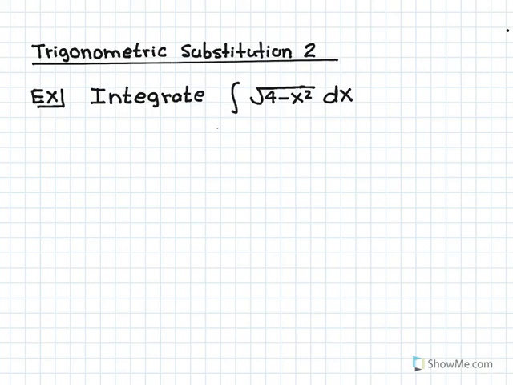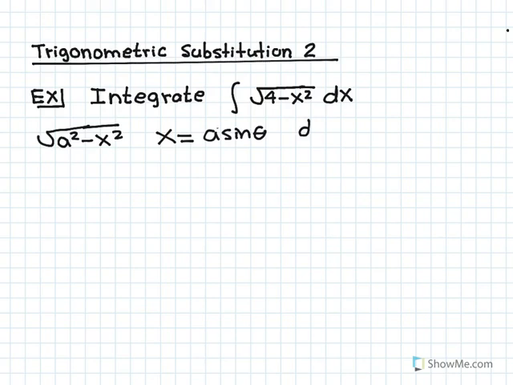In this video, we're going to look at another example of trigonometric substitution. In this case, we will have the sine substitution. So here we have the integral of root of 4 minus x squared dx. The pattern that we have is root of a squared minus x squared, so the transformation that we will apply is x is equal to a sine theta.